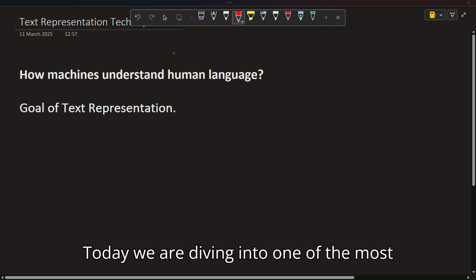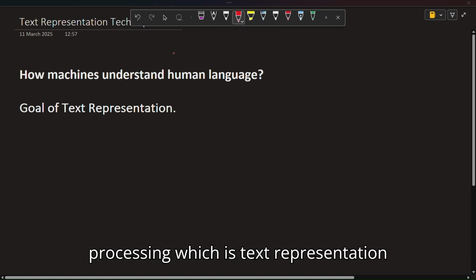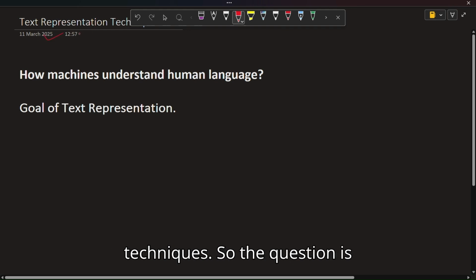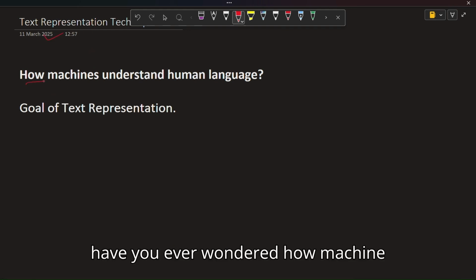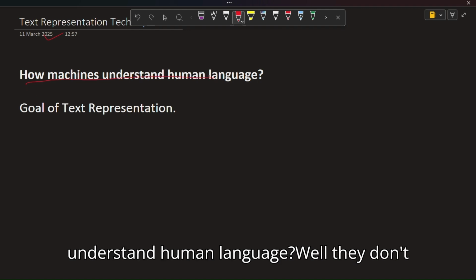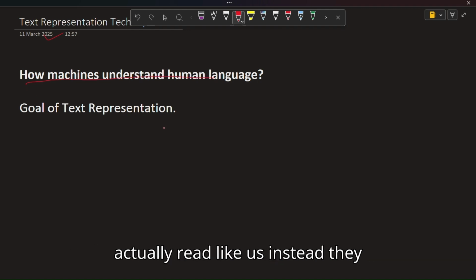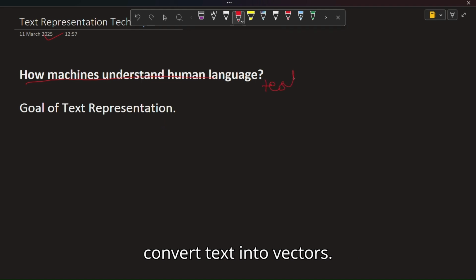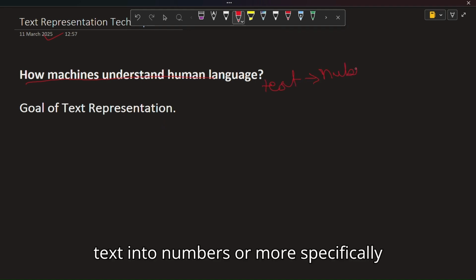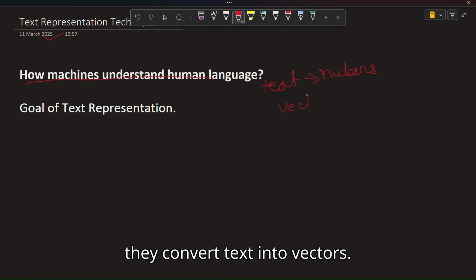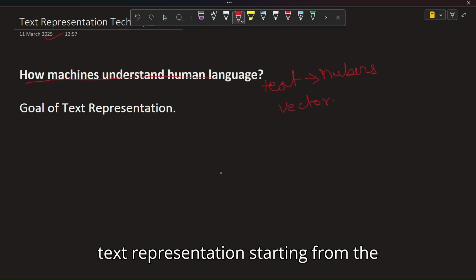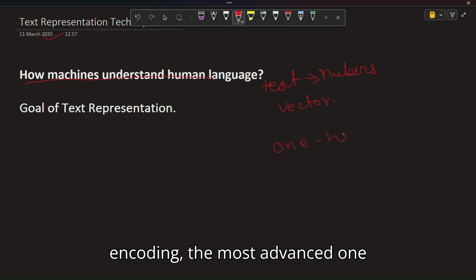Today we are diving into one of the most fundamental topics in natural language processing, which is text representation techniques. So the question is, have you ever wondered how machines understand human language? Well, they don't actually read like us. Instead, they convert text into numbers, or more specifically, they convert text into vectors. So in this video, we'll break down text representation starting from the most basic techniques like one-hot encoding, to the most advanced one like word embeddings.